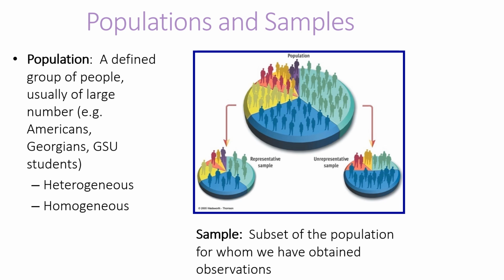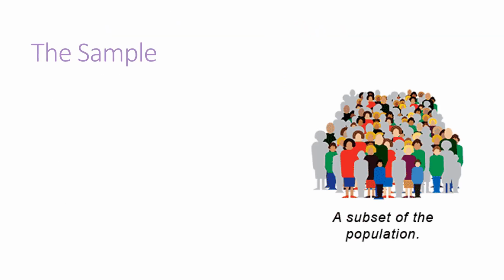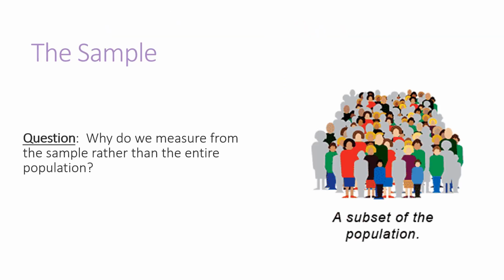Now, a sample is a subset of that population for whom we have obtained observations. So in research, what we do is we are going to select a number of people from that population and study them, give them a survey, observe their behavior, whatever it may be. The question, which we have come across before, is why do we measure from a sample rather than the entire population? And the answer to this one is fairly straightforward.